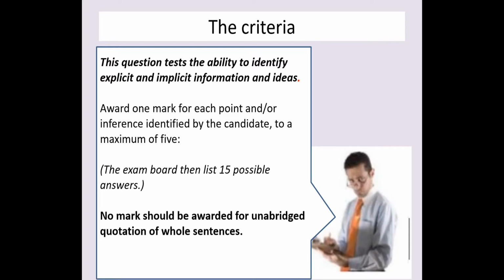The exam board will give the person marking the work 15 possible answers, and you've just got to get 5 of them right, which is why this question's so easy. They will give you more answers in the text than you actually need, and you just need to think which ones are right for me, which ones do I understand, and you write down 5 of them. No marks should be awarded for unabridged quotation of whole sentences. So if on one of your bullet points you give more information than they want, you'll get 0 for that because you're not being specific enough to what they're asking.